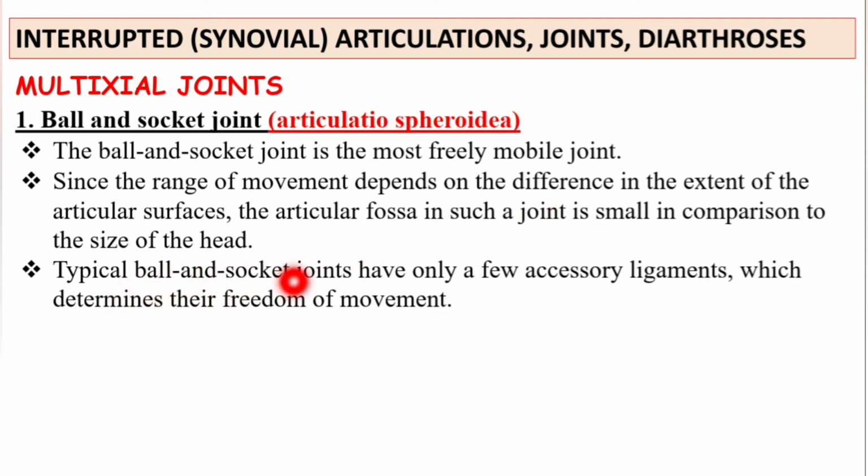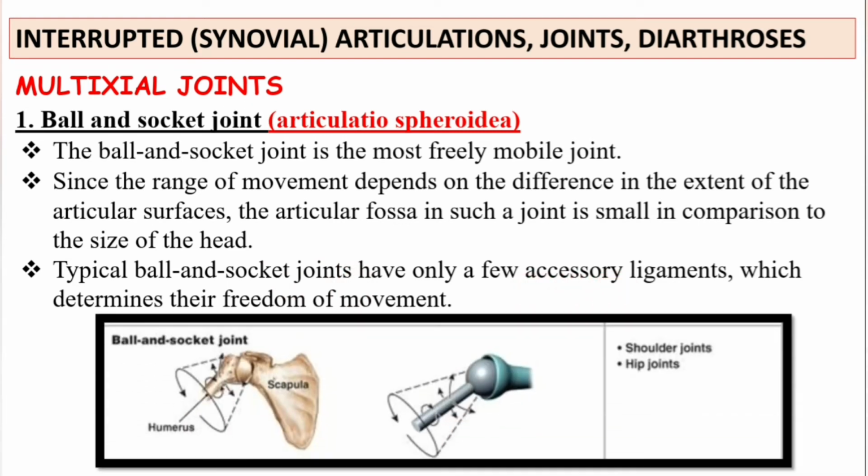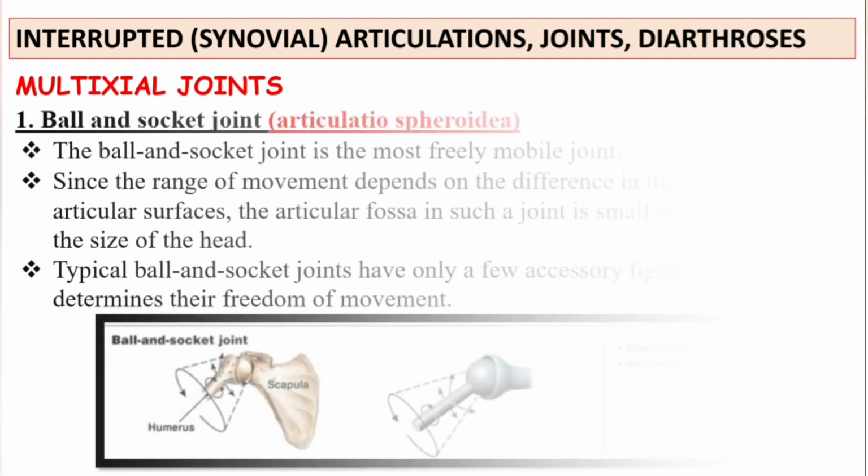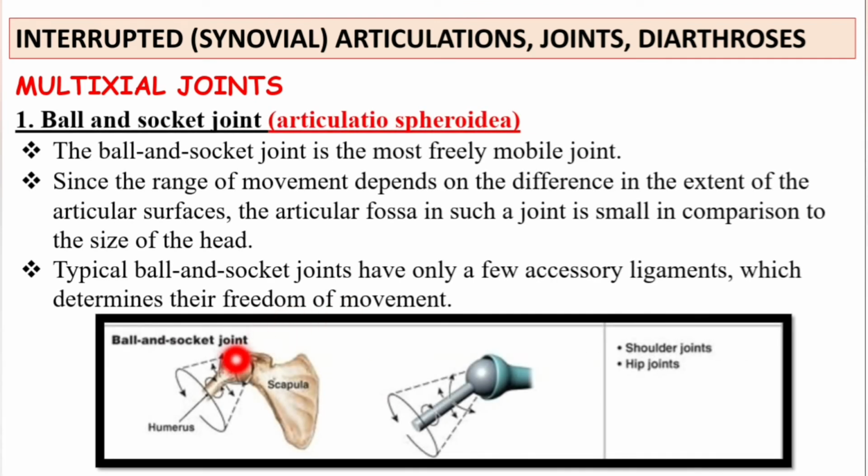Typical ball and socket joints have only a few accessory ligaments, which determines their freedom of movement. So you can see here the shoulder joint, right? So okay, we are back. The shoulder joint, so there can be flexion, extension, abduction, adduction, and circumduction. You can see the model here, right?